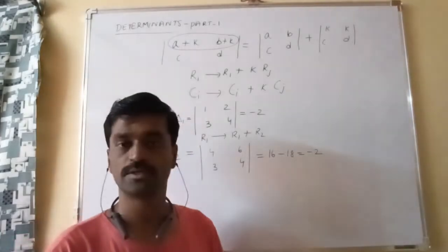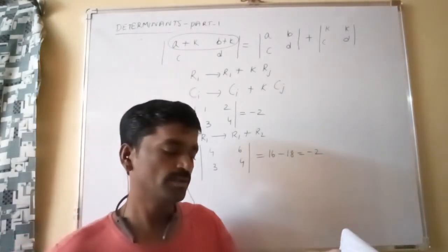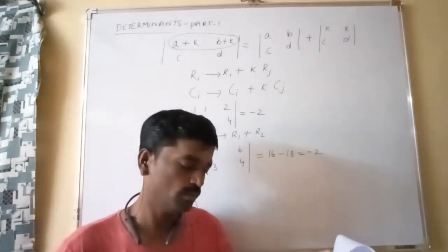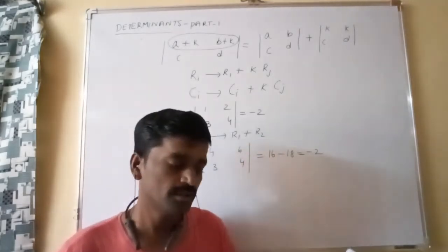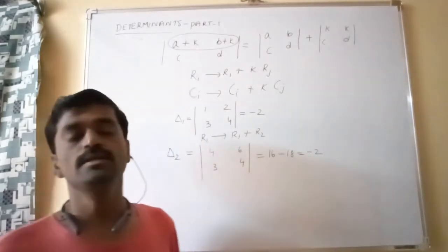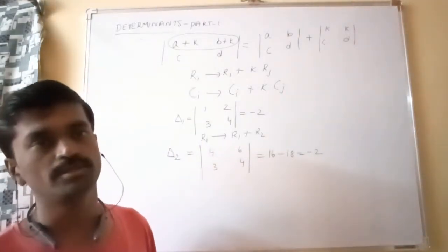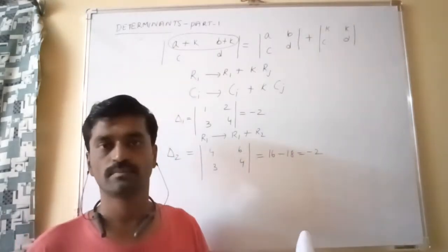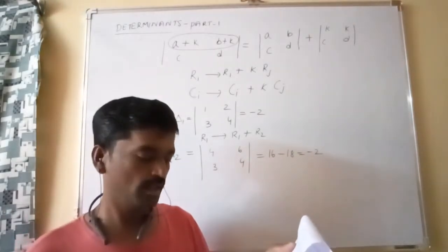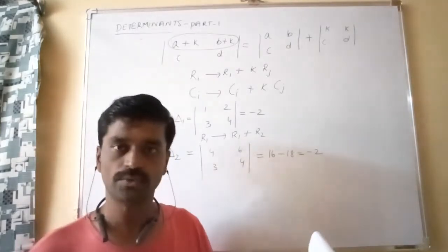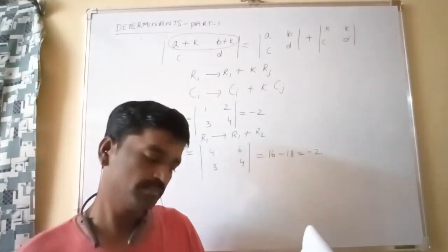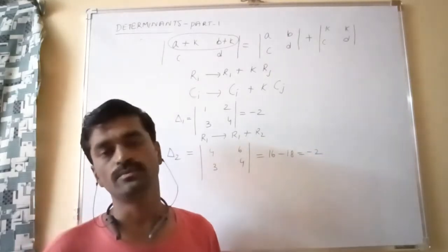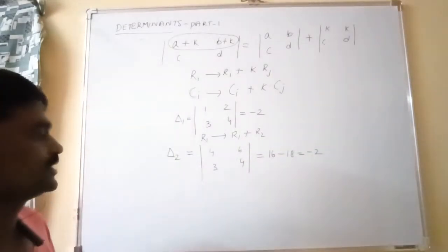Okay. Next, the last property, it is an important property. In your determinant, the sum of the products of the elements of any row or column with their corresponding cofactors is equal to the value of the determinant. In a determinant, the sum of the products of the elements of any row or column with their corresponding cofactors is equal to its determinant.